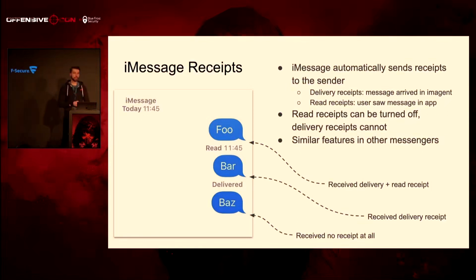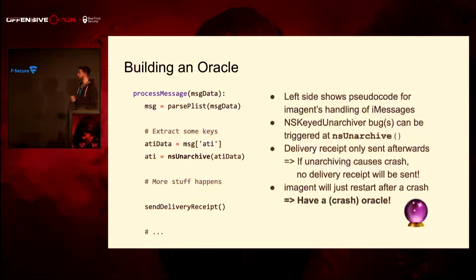And so there's read receipts, which say, yes, I got this message and the user actually read it. And the second type is delivery receipts. And those are sent automatically, which makes it very interesting, by this IMAgent process that Natalie mentioned. And so we get them automatically once the message arrives in IMAgent. And so this is going to be our communication channel, because now we get some kind of information back from the process. So let's build something cool with that, an oracle.